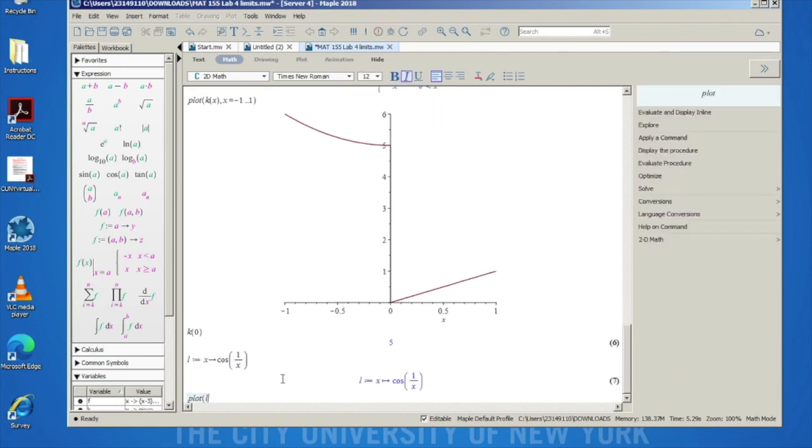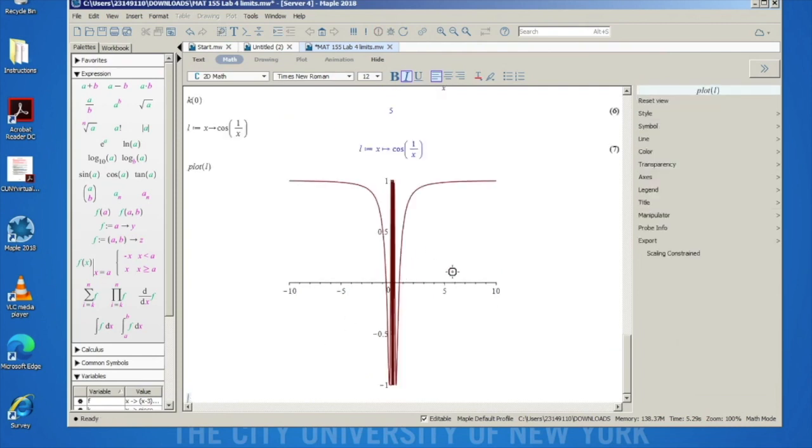Now let's plot L. If I plot L, this is what it looks like. From the left-hand side, it looks like it's constant. From the right-hand side, it looks the same, and then it very rapidly goes down, and then it begins to go up and down extremely quickly. It's going up and down so fast, and that's why it looks so squished in there and so red, because it's just going up and down, up and down, up and down very quickly.